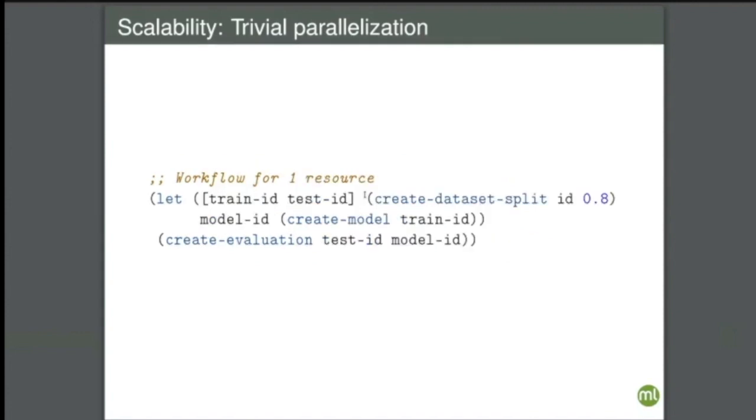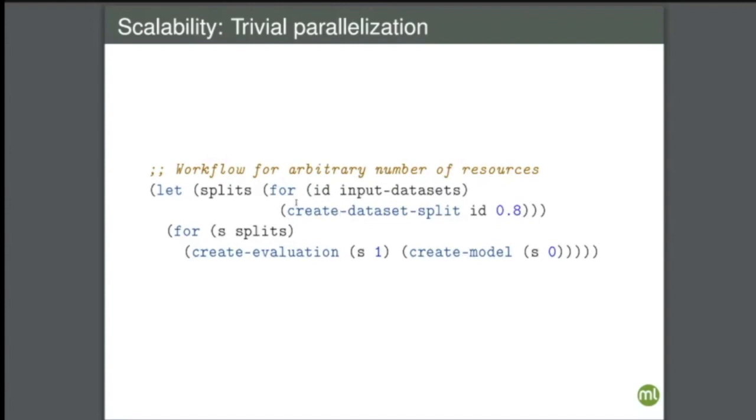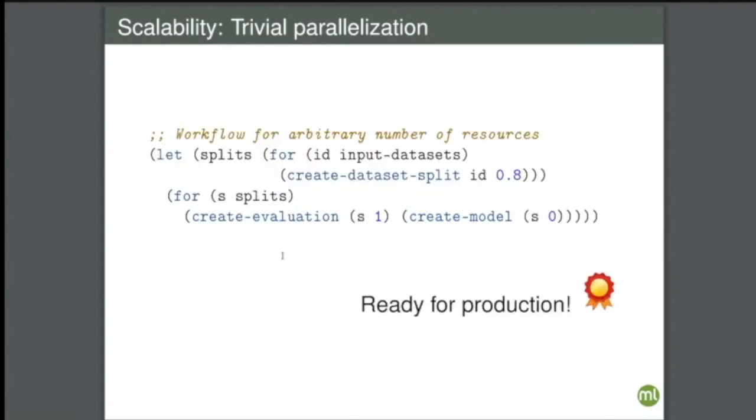So you see what I'm doing is just, instead of having one instance of each, I just do a for, which is create a list of splits, and then I do another for with each split, just create an evaluation. So you see the complexity is like two or three orders of magnitude less than before, because moreover, this is already ready for production. This is going to run in the server. This is going to be parallelized.